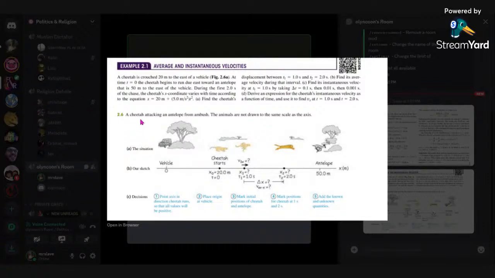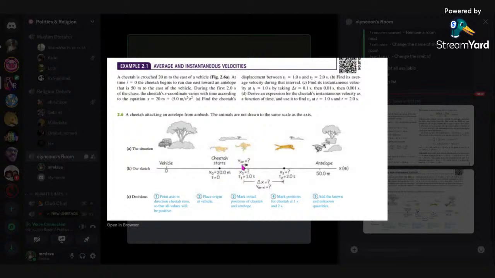So 2.6, a cheetah attacking an antelope from ambush. The animals are not drawn to the same scale as the axis. Okay, so A is the situation. There is a jeep, a tree, there is a cheetah, and then it starts running, continues running, and then the antelope and another tree. B, our sketch: vehicle, cheetah starts at x naught, 20 meters. That's the location, t equals 0.